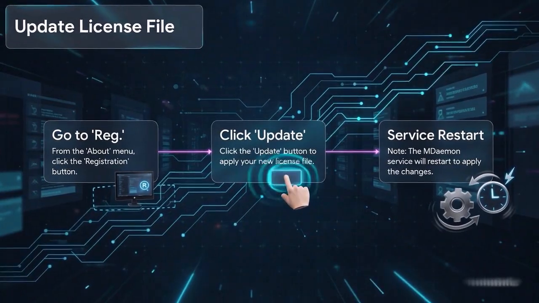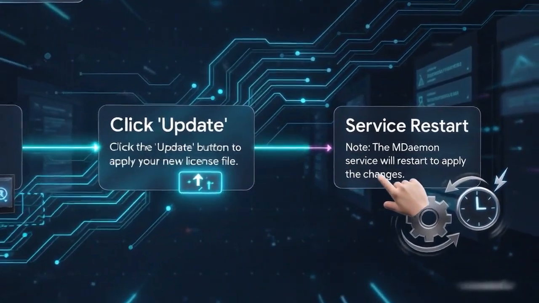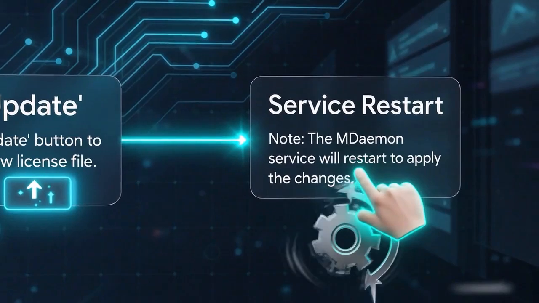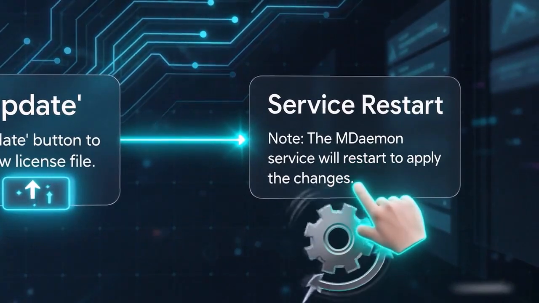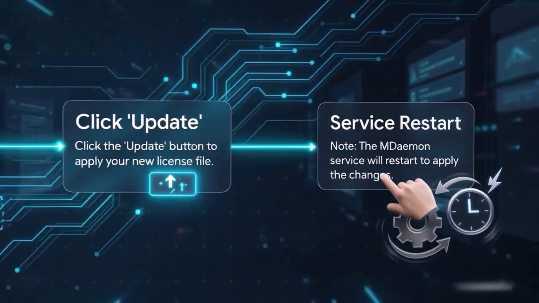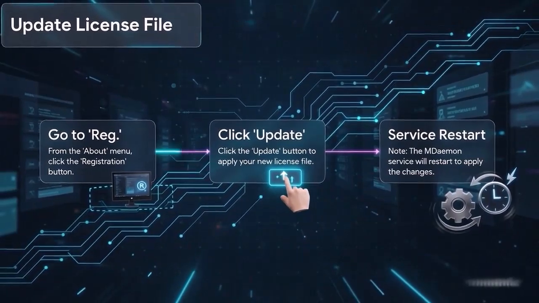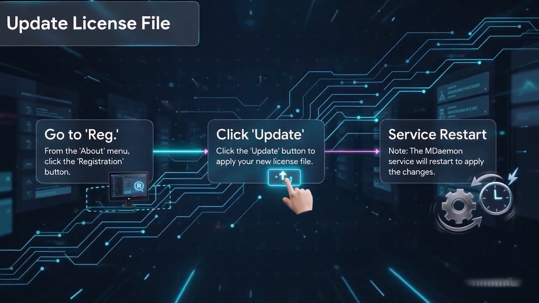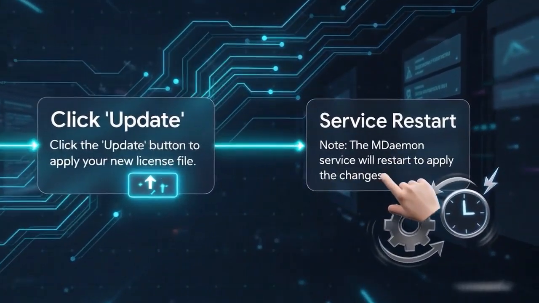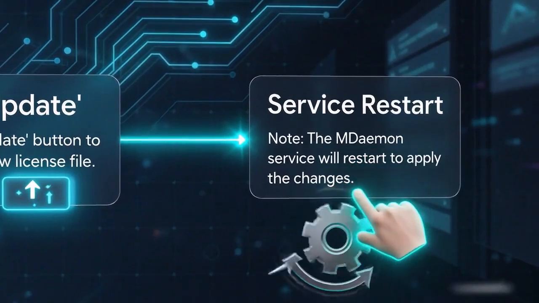And what if you just got a new license? Applying it is just as simple. On that same registration screen, you'll see an update button. Just click that. Now, one quick heads up, for the new license to kick in, the MDaemon service has to do a quick restart. It's super fast, but definitely something you want to know beforehand.